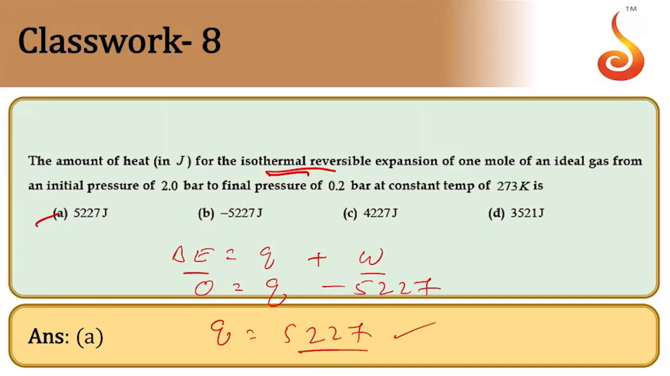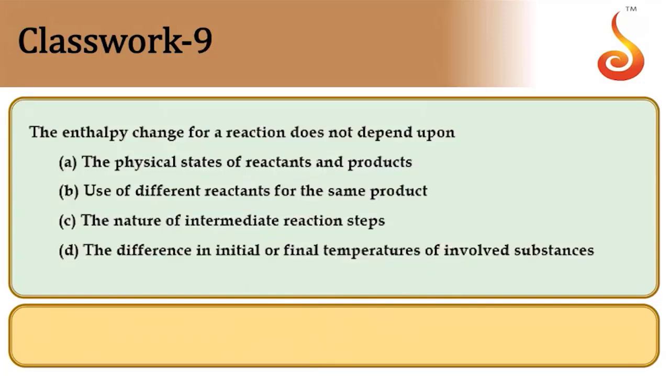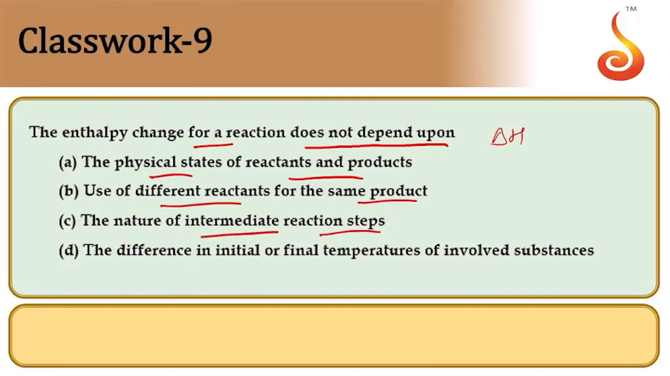Option A we have. Then comes 9th one, the enthalpy change for a reaction does not depend upon. Enthalpy change means delta H value is independent of... First one, independent of. Let us take physical states of reactants and products. It depends upon these conditions because it is an extensive property. It depends upon physical states of reactants, and use of different reactants for the same product also changes it here, and nature of intermediate steps here now.